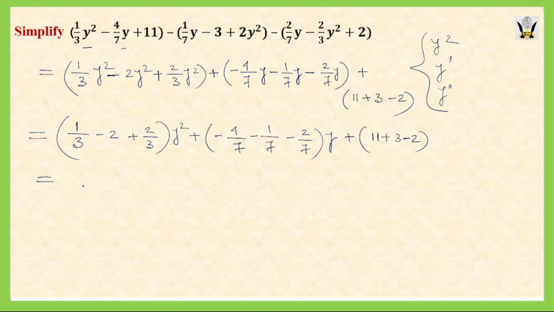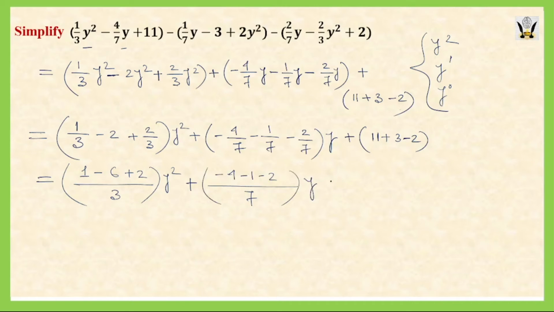Now if we take the LCM, the LCM will be 3 for the denominator, so it will be 1, then minus 6, then plus 2, multiplied by y square. Then for the second expression the LCM will be 7 only, so minus 4, minus 1, minus 2, and the variable is y. Then for the constants, 11 plus 3 is 14, minus 2, it will be 12 only.